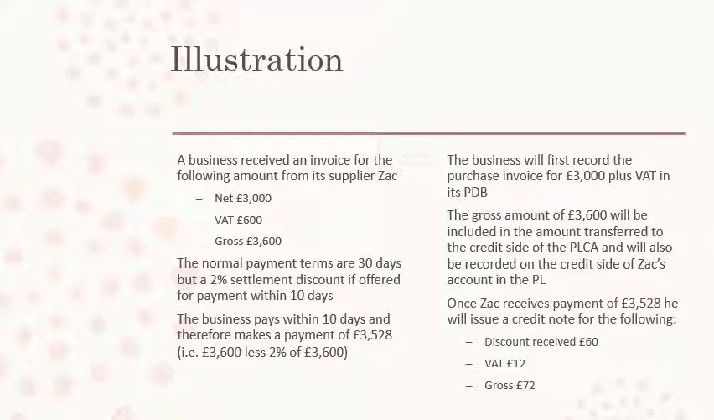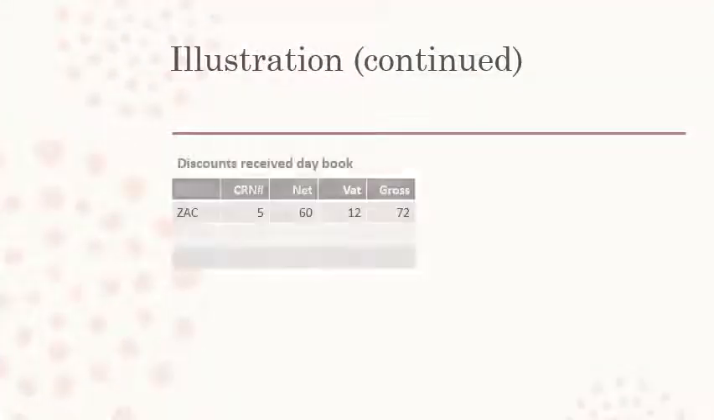Of course, once Zach receives the business's payment of £3,528, he will then issue a credit note to the business recording that settlement discount that's been given. So he will issue a credit note showing a discount of £60, VAT of £12, and a gross amount of £72. So that credit note issued by Zach is going to be recorded in the discounts received day book.